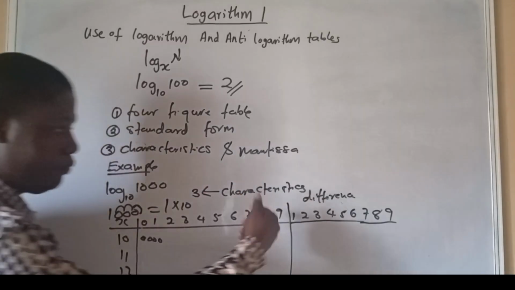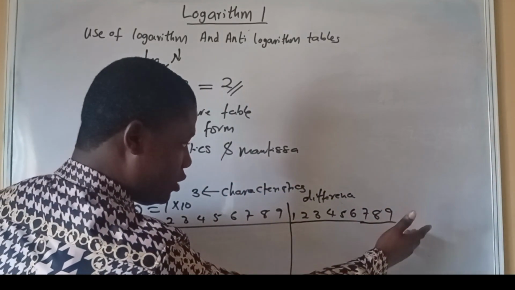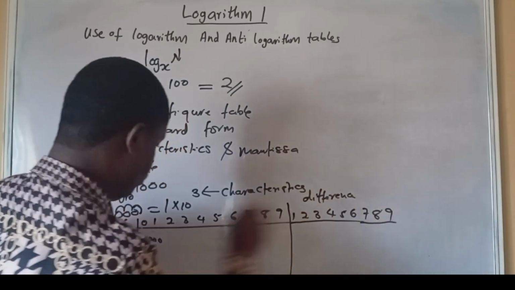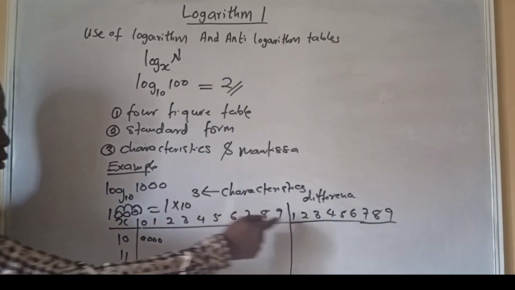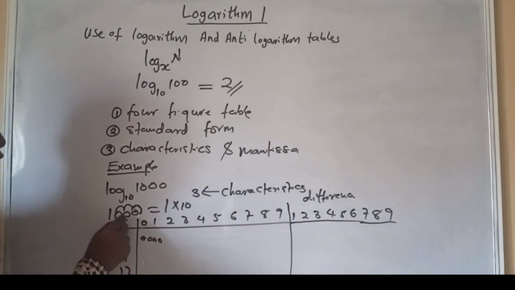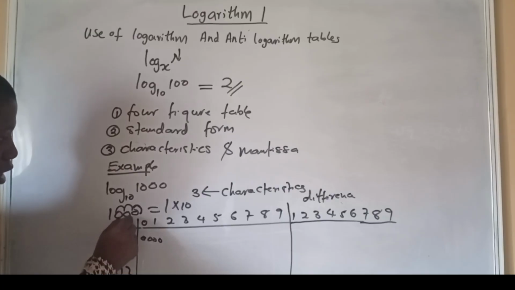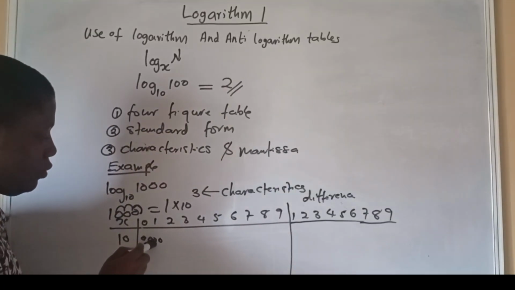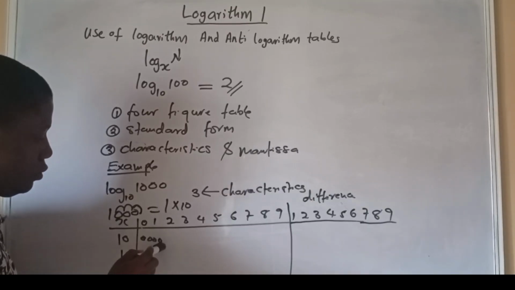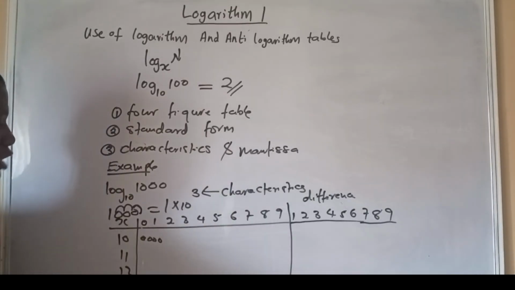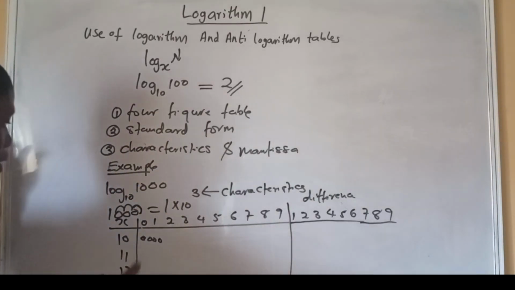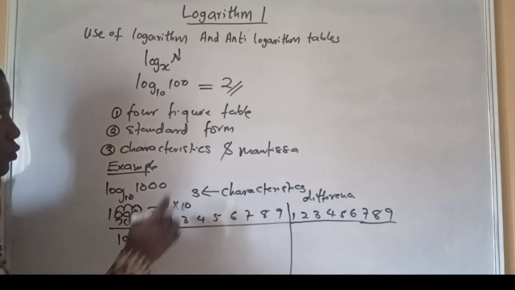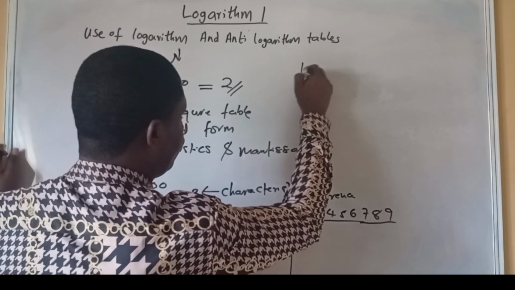Difference 0. But there is no 0 under difference, so we leave that part. So we look for 10 under 0, and that will give us 0, 0, 0, 0. Now that is our mantissa.